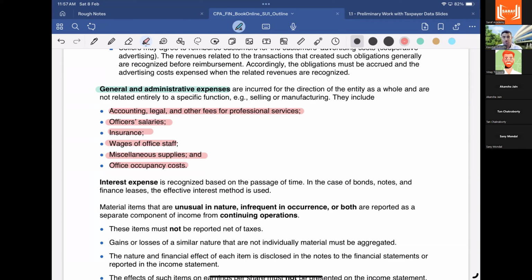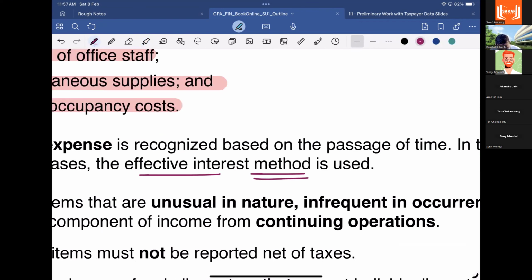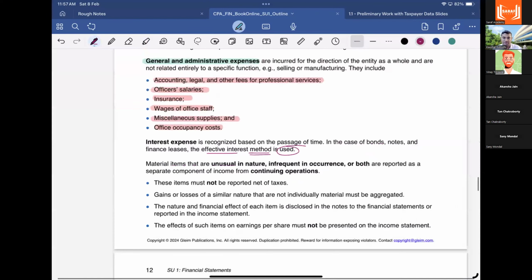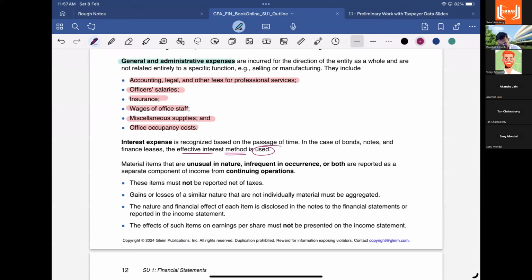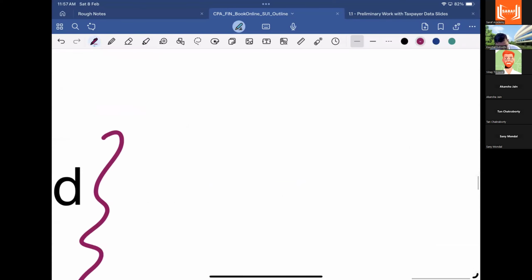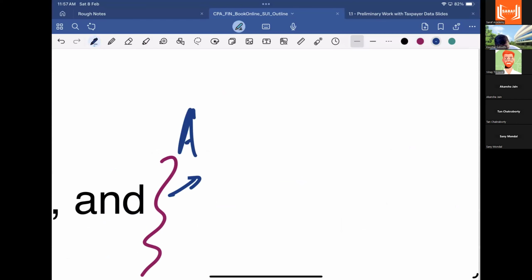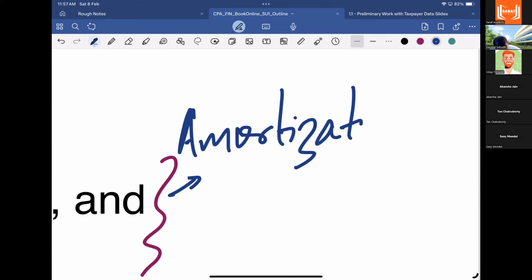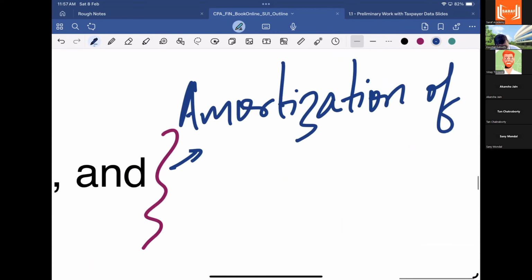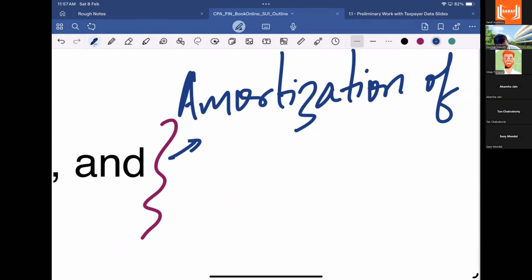Now, we are not going to talk much about interest expense because later we will be learning the effective interest method, and how the effective interest method is used. Something which is going to be covered when we are learning amortization of expenses, amortization of your fixed income securities, or you can say, yes, amortization of interest.